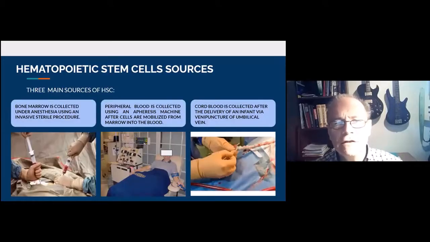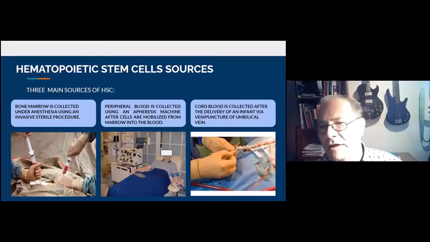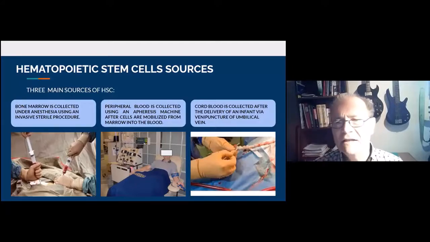Three main sources of hematopoietic stem cells. Bone marrow is collected under anesthesia in a surgical room using an invasive sterile procedure. Peripheral blood is collected using an apheresis machine after cells are mobilized from marrow into the blood, and cord blood is collected at the moment of delivery of the placenta, and this collection could be intra or extrauterine.